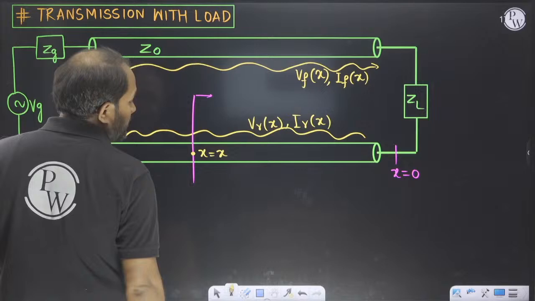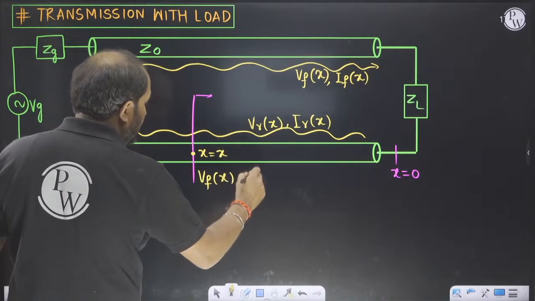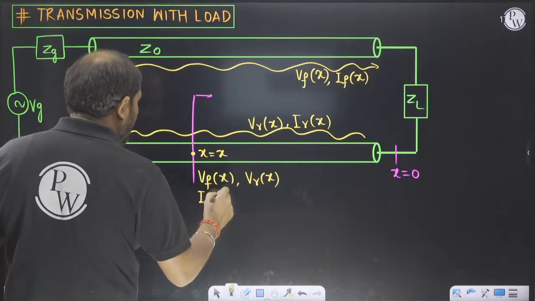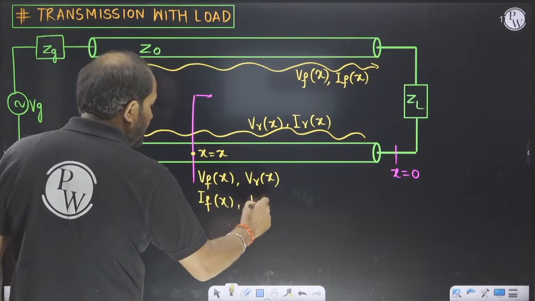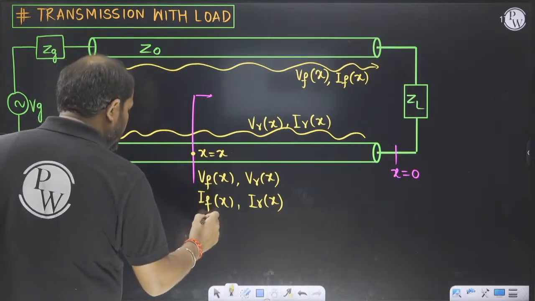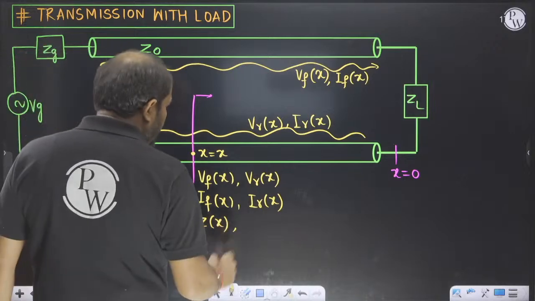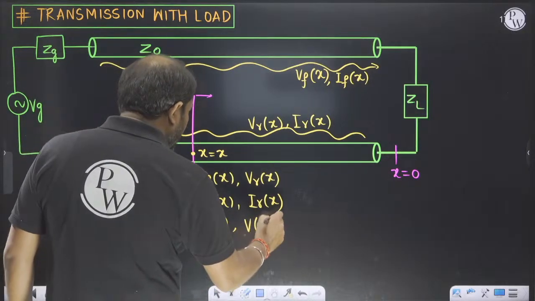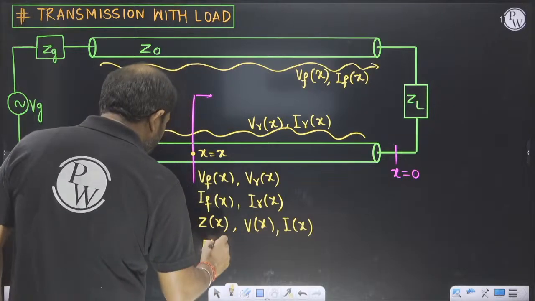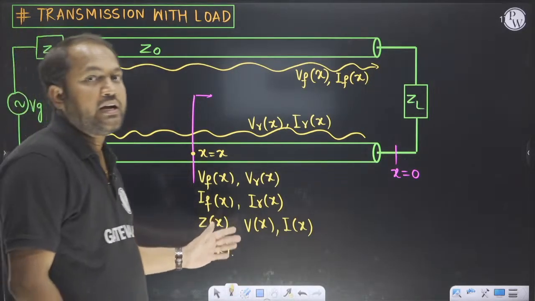At x equal to x, we are going to measure forward voltage, reverse voltage, forward current, reverse current, impedance, voltage, current, and reflection coefficient. So all these things we are going to measure at this point.